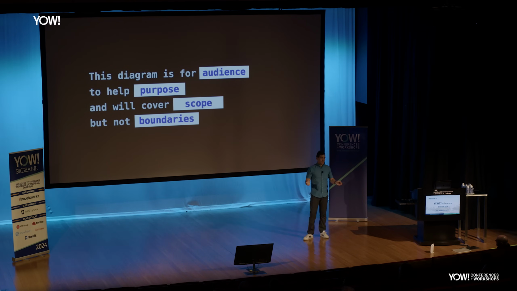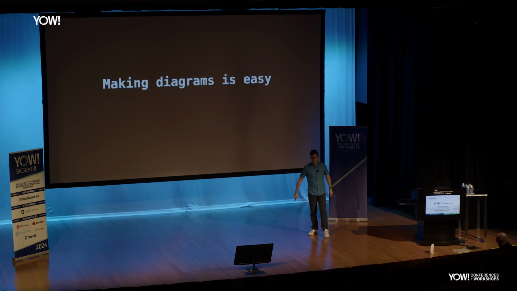So when you're making a diagram, just before you start putting pen to paper or start making the diagram, I want you to fill out this Mad Lib where you say this diagram is for which audience, and it is to help whatever the purpose is, and it will cover these things, but it will not cover these specific things. This simple statement can accompany any diagram you create, and it's going to make it very clear to whoever's reading your diagram what the diagram is about and if it will help them.